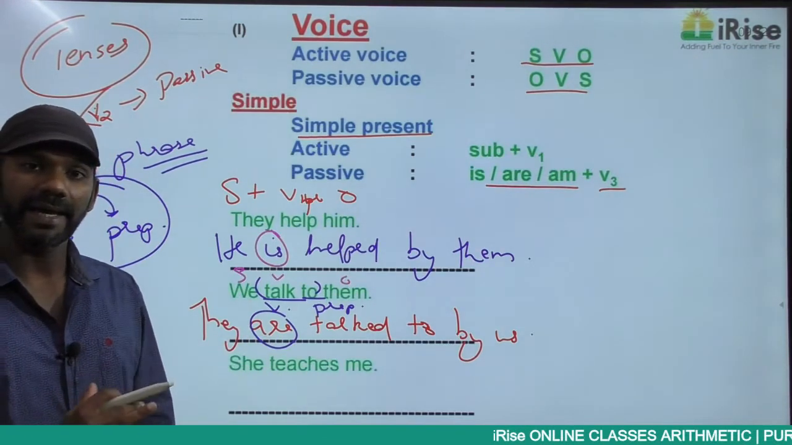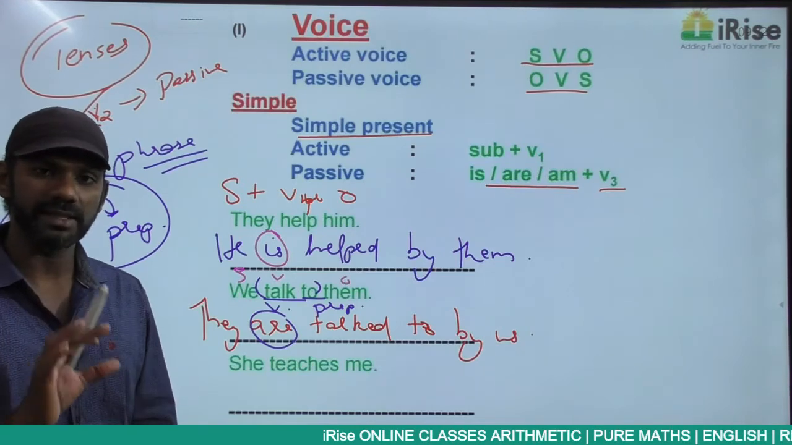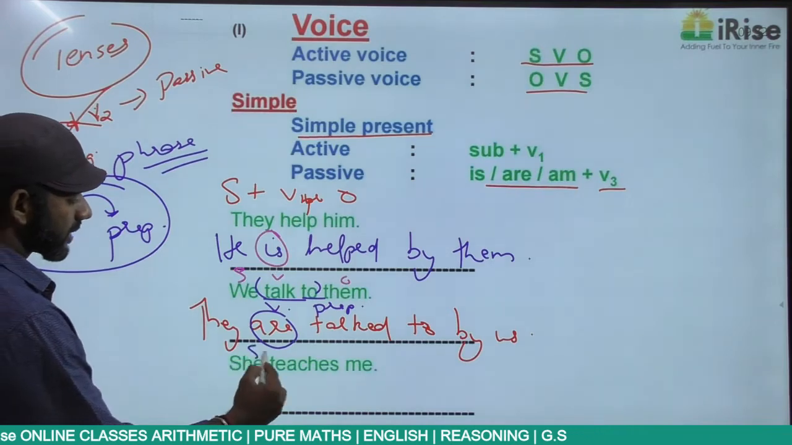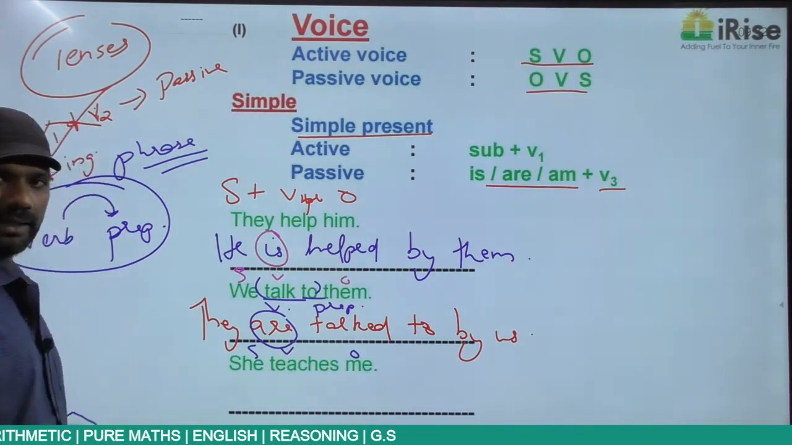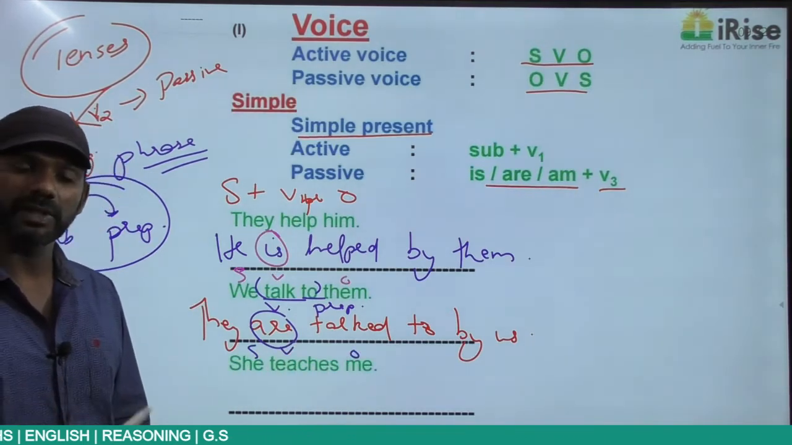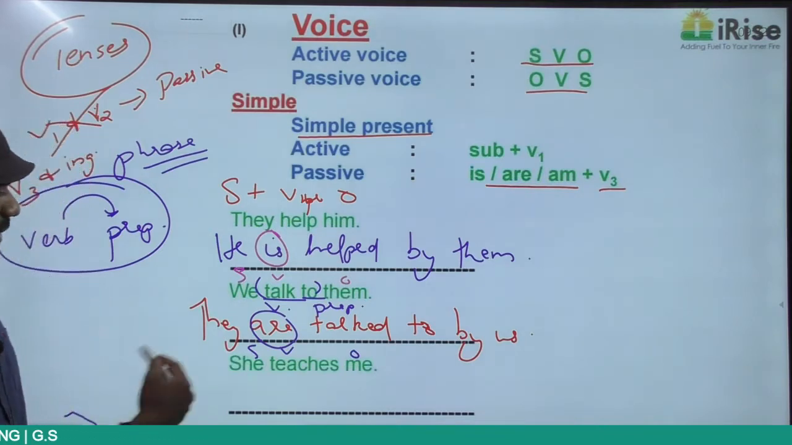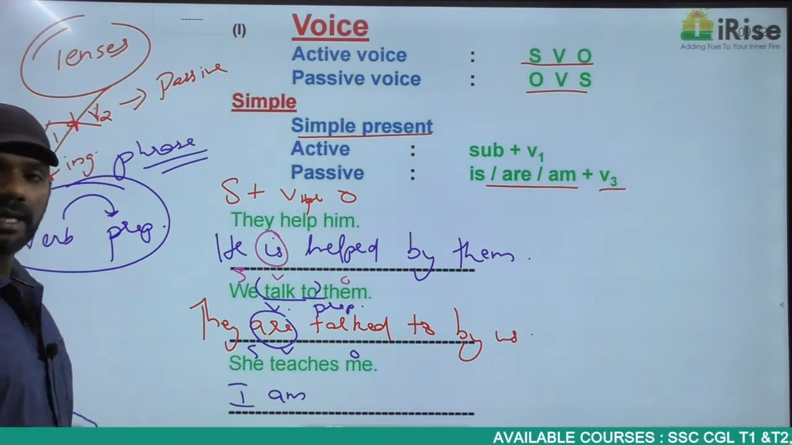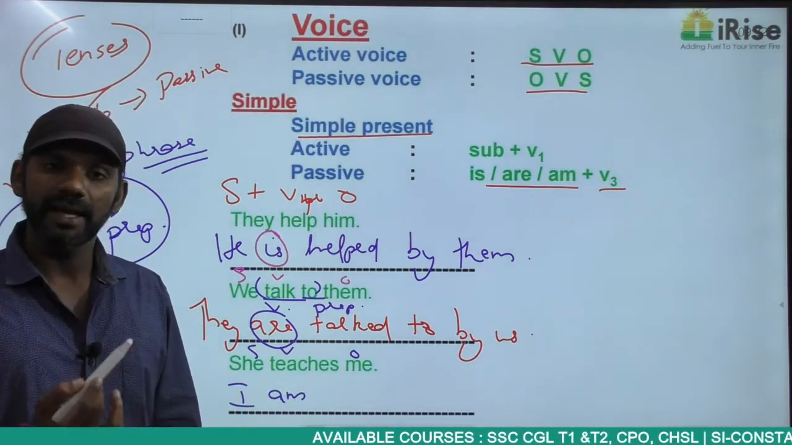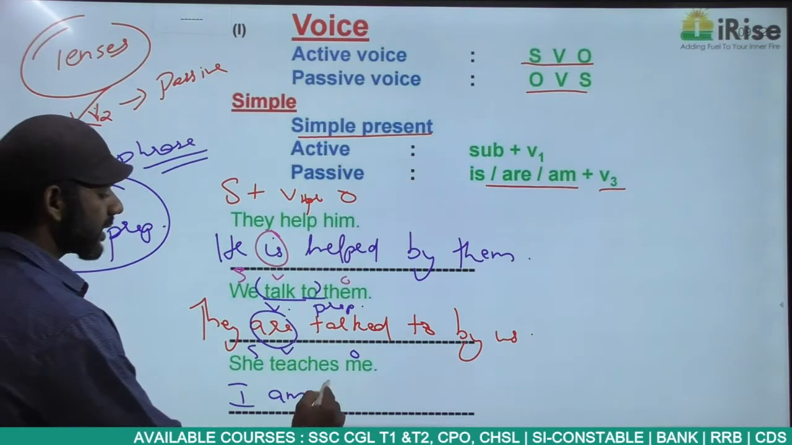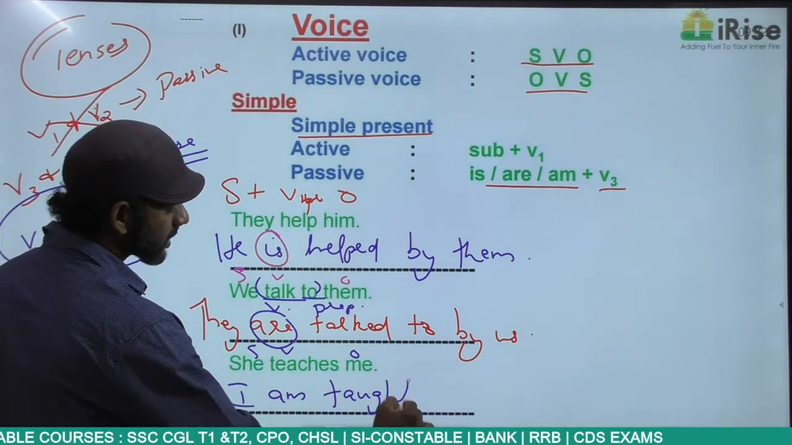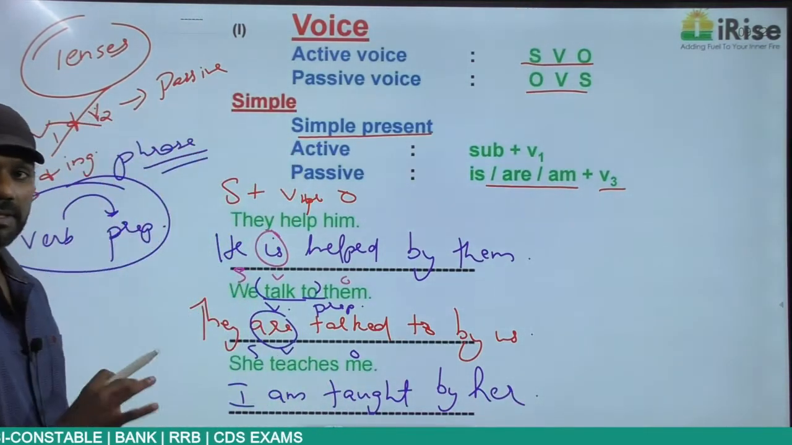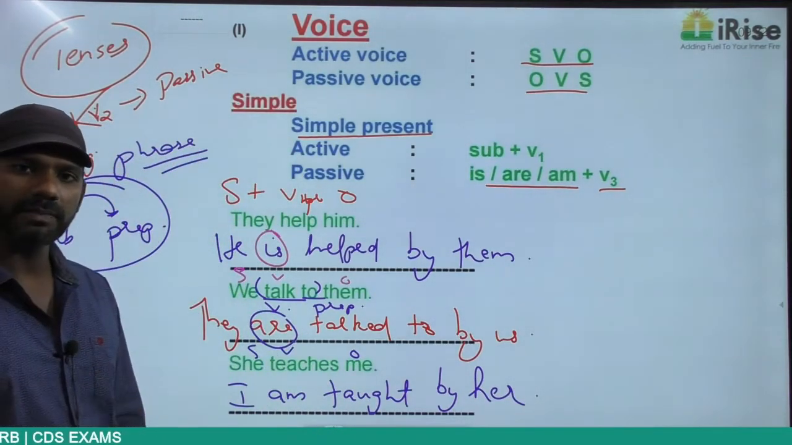She teaches me, active voice, simple present. Teaches is V1, which will not come in the passive voice. So this sentence is in the order subject, verb, object, active voice. Simple present, in the passive voice also it must be simple present. She teaches me in the passive voice becomes I am. Is and are cannot be used with I. Am is used with I. So, I am taught by her. By comes in the passive voice.